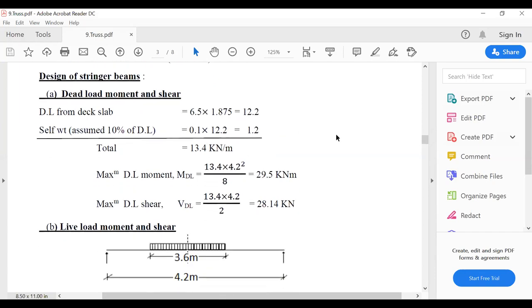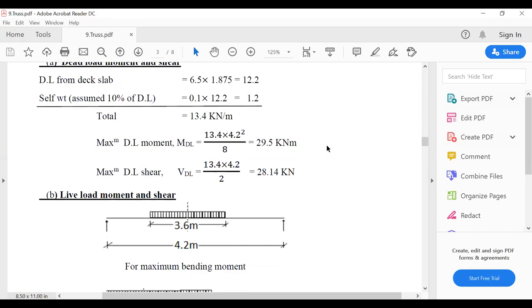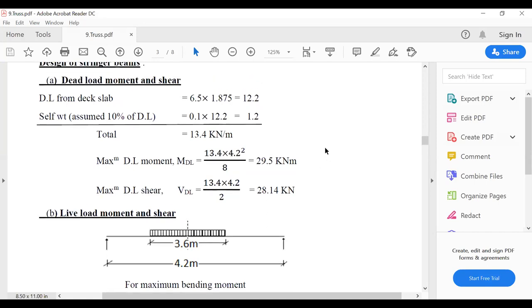When is your exam? RCC exam? When is the date? 27. But your exams are starting from 25th, right? Yes, sir. So it's very, very less time.